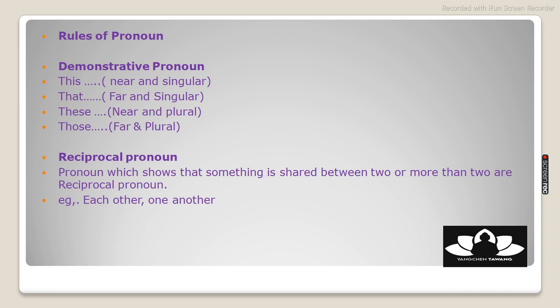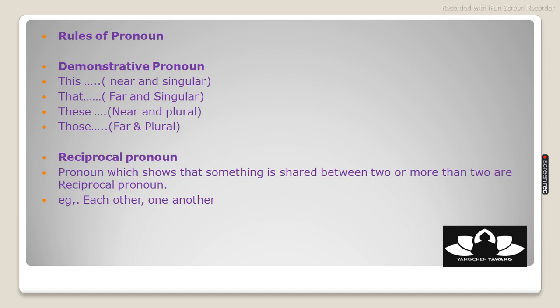Now there are certain rules. They are demonstrative pronouns. What are demonstrative pronouns? The words that demonstrate or point out a person or a thing are called demonstrative pronouns. This, that, these, those are demonstrative pronouns. This is used for near and singular. When we want to denote something which is near to us, we use the term this.